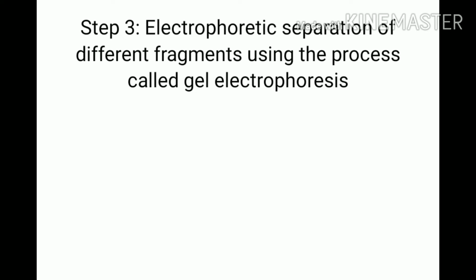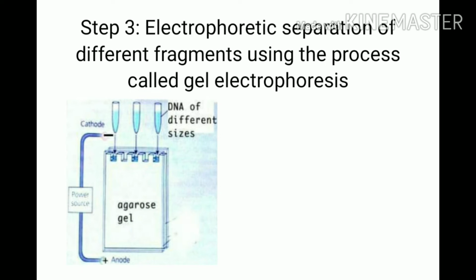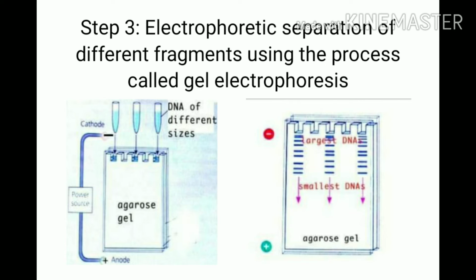Step 3. Electrophoretic separation of different fragments using the process called gel electrophoresis. DNA is negatively charged and it is attracted to the positive end of the gel. DNA is separated on the basis of size. The shorter DNA fragments tend to move faster than the longer fragments.